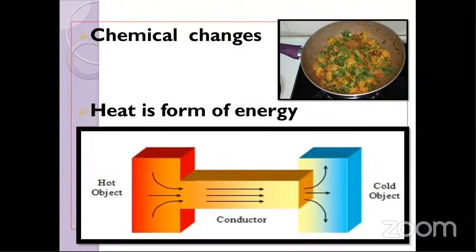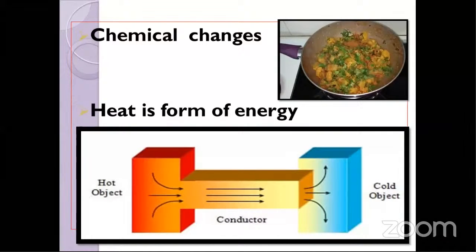Students, heat is a form of energy which flows from an object at a higher temperature to an object at a lower temperature. We can see the flow of heat from the hotter object to the colder object. As shown in the pictures, the temperature of the cold object is lower than the temperature of the hot object. It means energy flows from the hot body to the cold body.